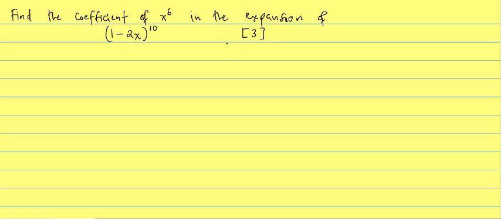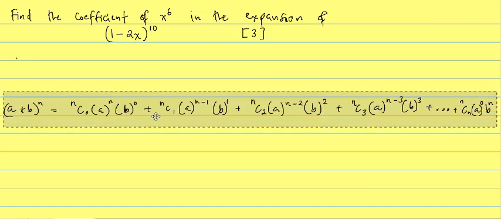One way is to list all the terms up to the term of interest, but this seems to be too much work just for 3 marks. The binomial theorem comes to the rescue in this case. Now let us consider the binomial theorem. The general theorem is given by this expression here.